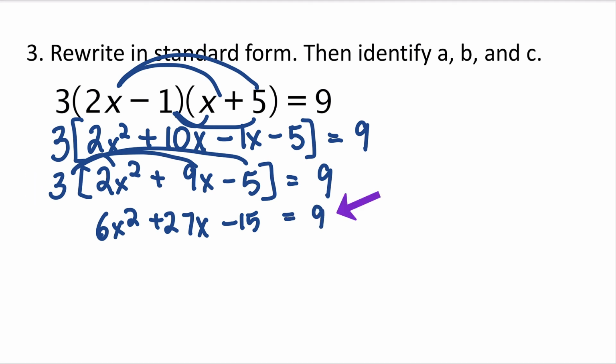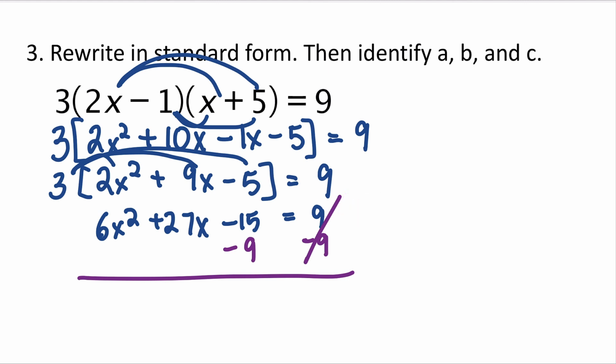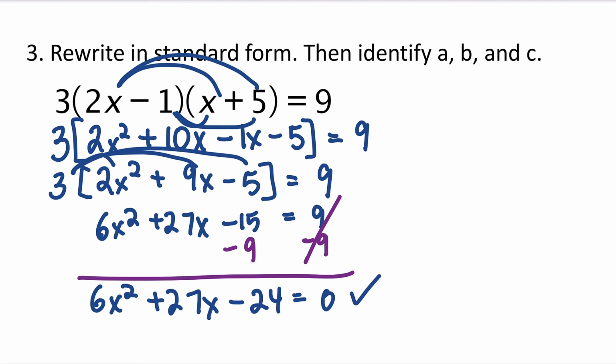One last step to write it in standard form is we need to set it equal to 0. That means I need to move the 9 to the other side. So let's subtract 9 from both the left and right hand sides. The 9's cancel on the right hand side, leaving us with 0. On the left hand side, we get 6x squared plus 27x minus 24. Now we're in standard form.